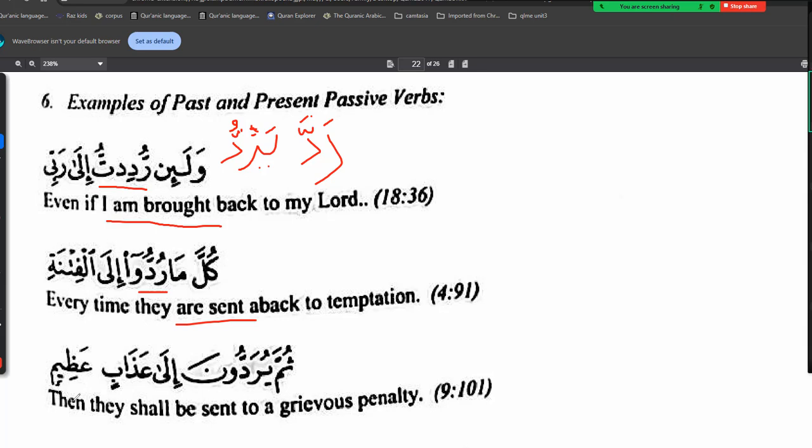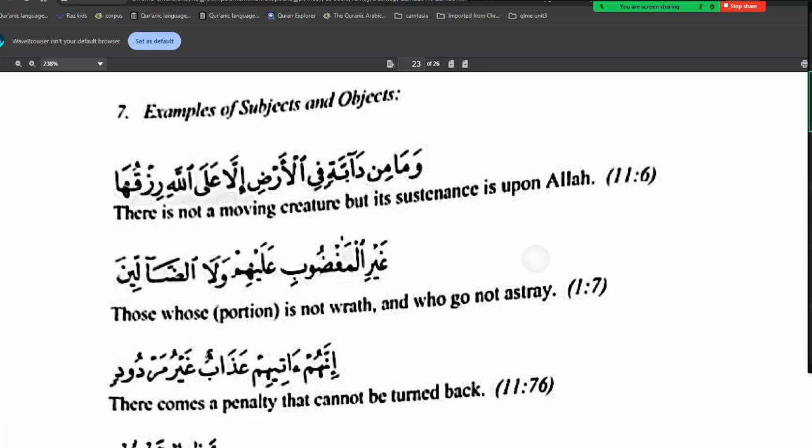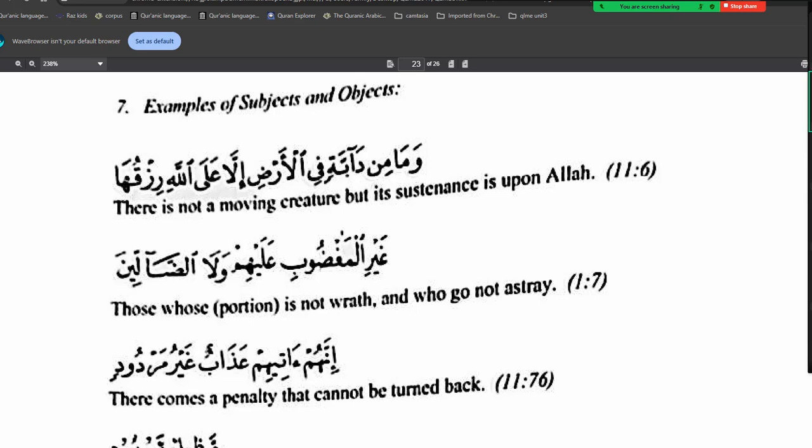ثم يردون إلى عذاب عظيم. Then they shall be sent to a grievous penalty. Which is the word? Mudare majhul, because it's yuraduna. Ya is having a dhamma. If it was a normal mudare, the ya will have a fatha, right? Like madda yamuddu. This is yuraduna. Mudare majhul, and the examples of subjects and objects, that is fa'il and maf'ul, active participle or the passive participle, that is subject and object.